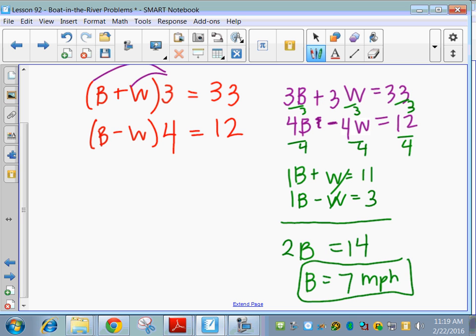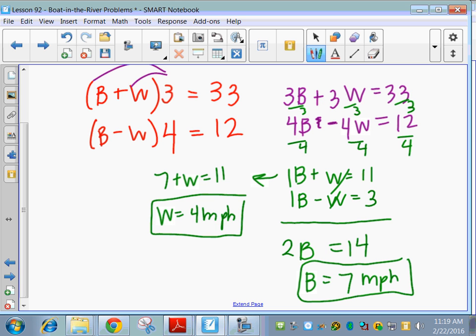Okay. And what else did we have to find? The speed of the water. So if I go back to either one of these equations, the boat is 7 plus the water has to be 11. So the water has to be 4 miles per hour. That's it for that one.